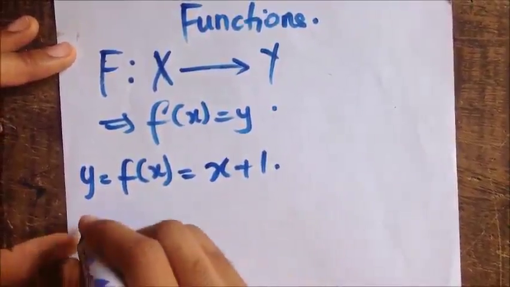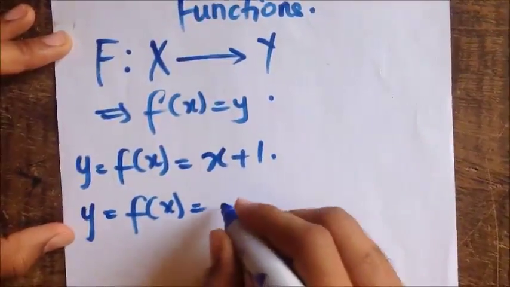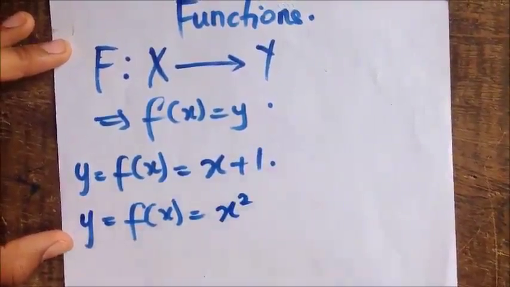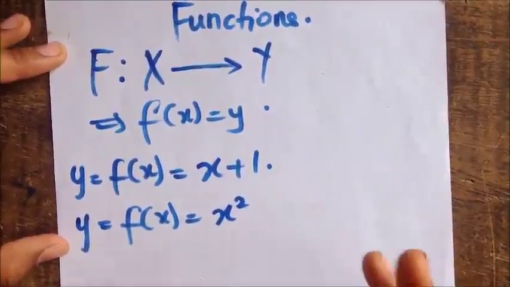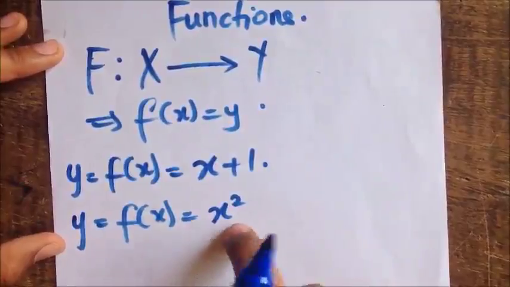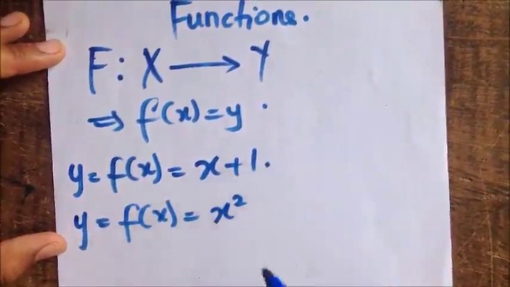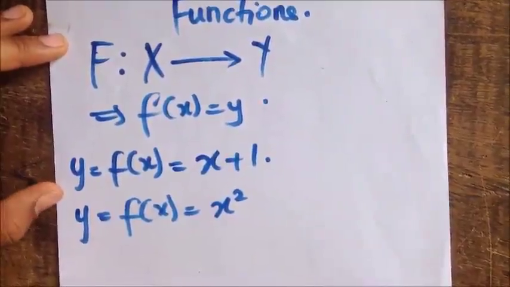For the second, maybe something like this. y is a function of x, maybe x squared. This is also a function. This shows that whenever I get the value of my x, I just square it and I'll get the value of my y. So this explanation now leads us to values of functions at points.